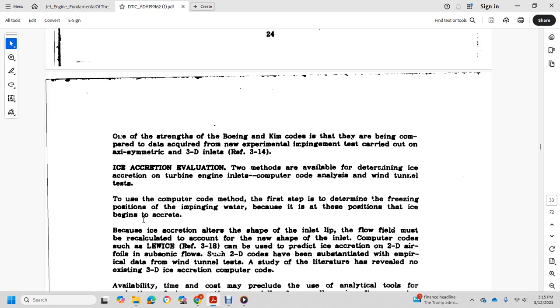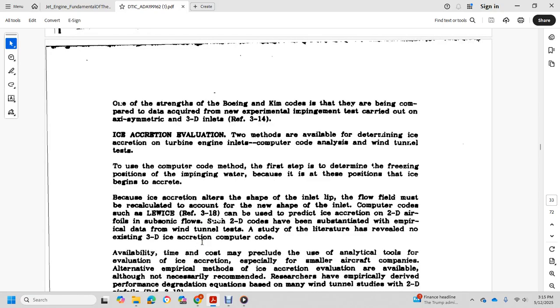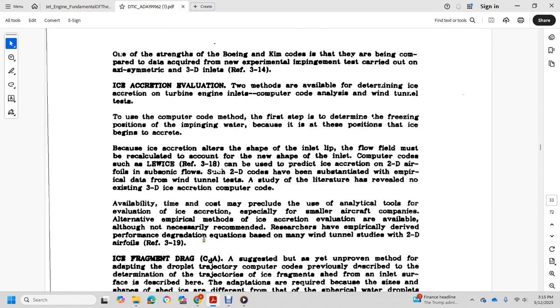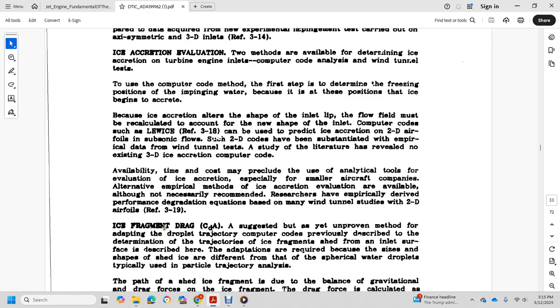Sustained with empirical data from wind tunnel tests, and studies of the literature have revealed no existing 3D icing accretion computer code. Availability, time, and cost, and particularly the use of analytical tools for evaluating accretion, especially with smaller aircraft companies, alternatively empirical methods of ice accretion evaluation are available, although they're not necessarily recommended. Research to derive performance degradation equations is based on many wind tunnel studies of 2D airfoils. Ice fragment drag.